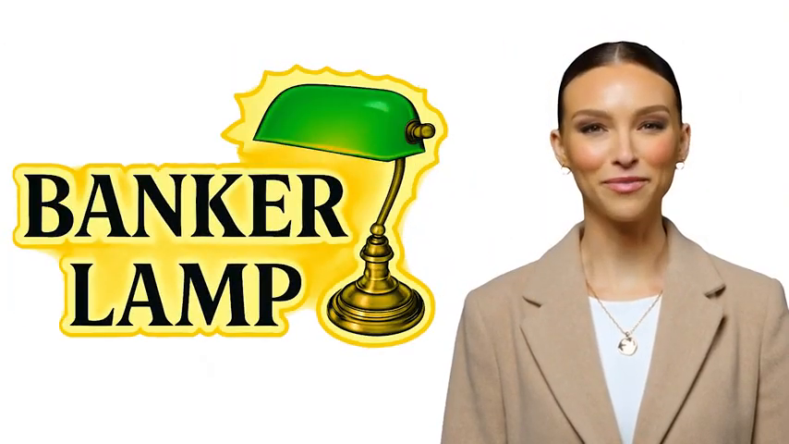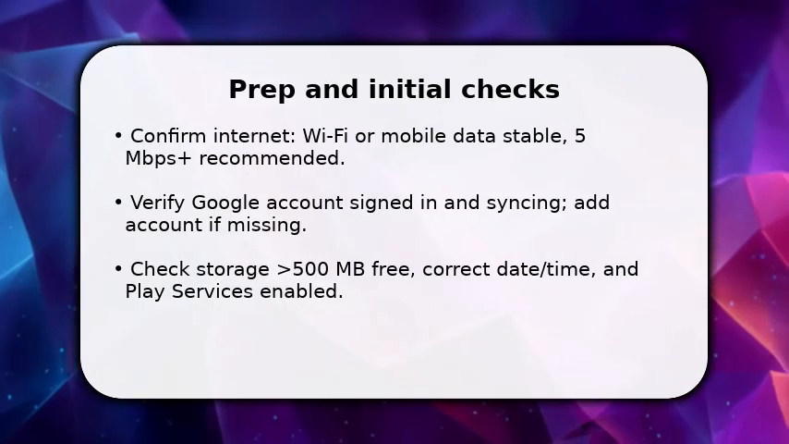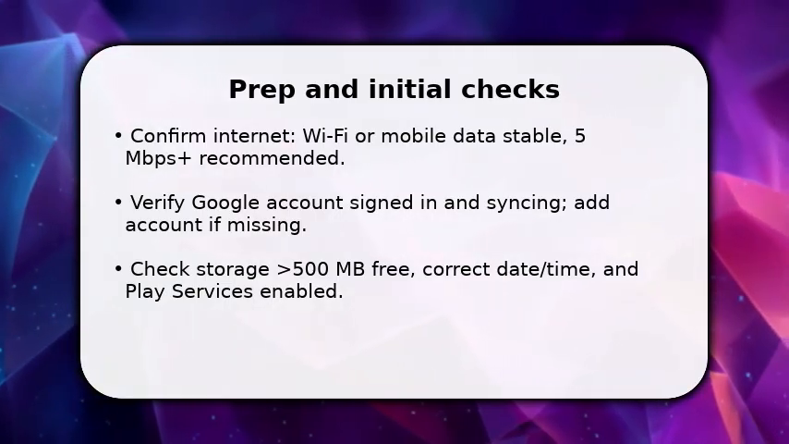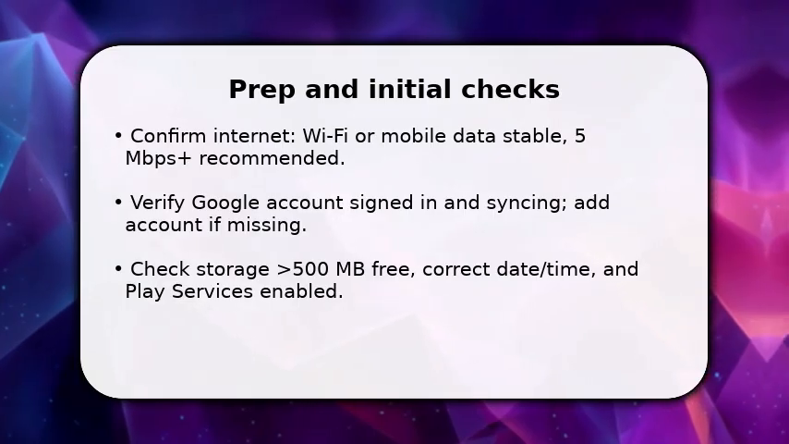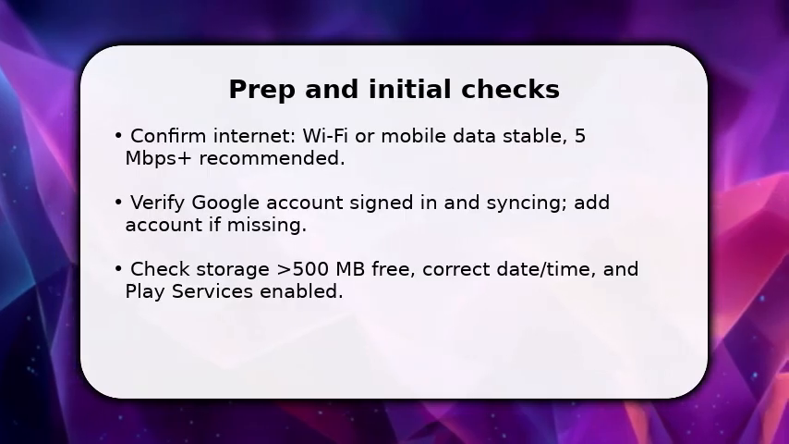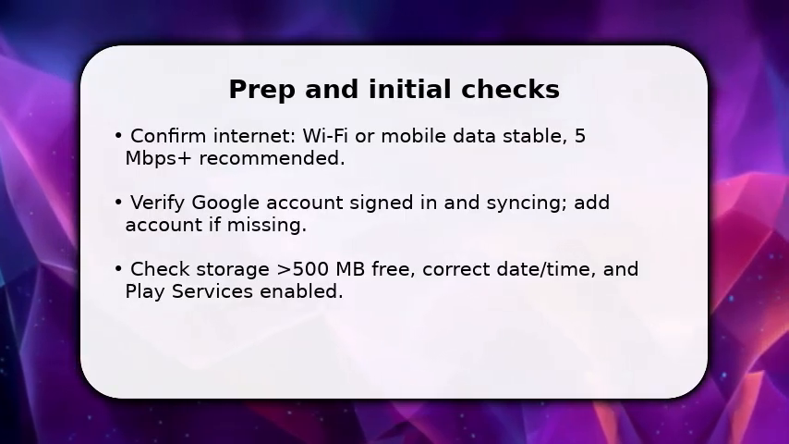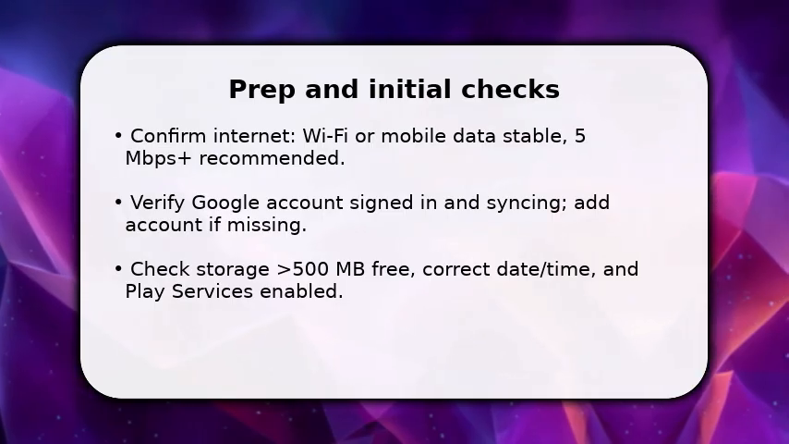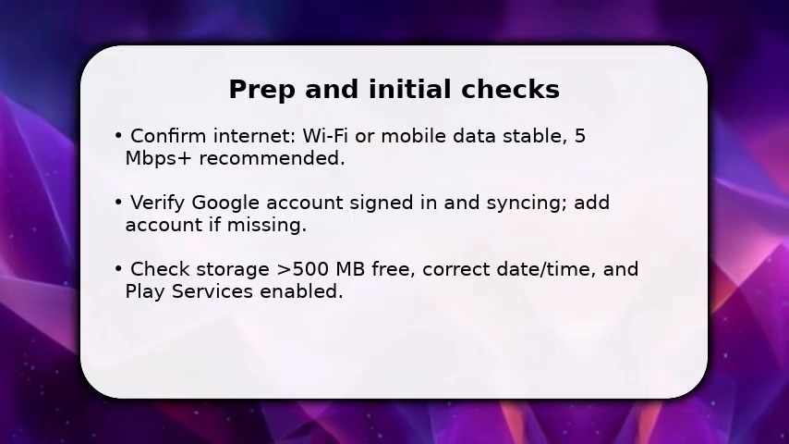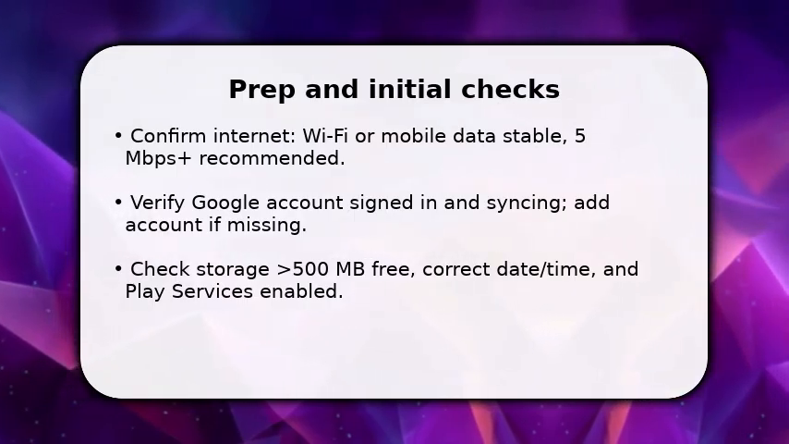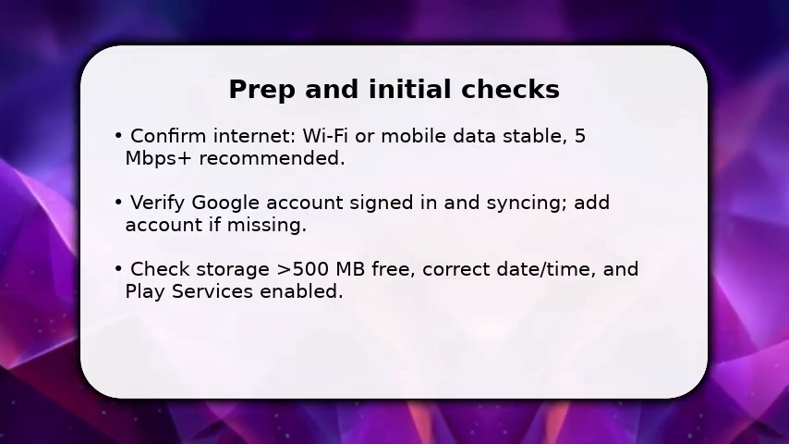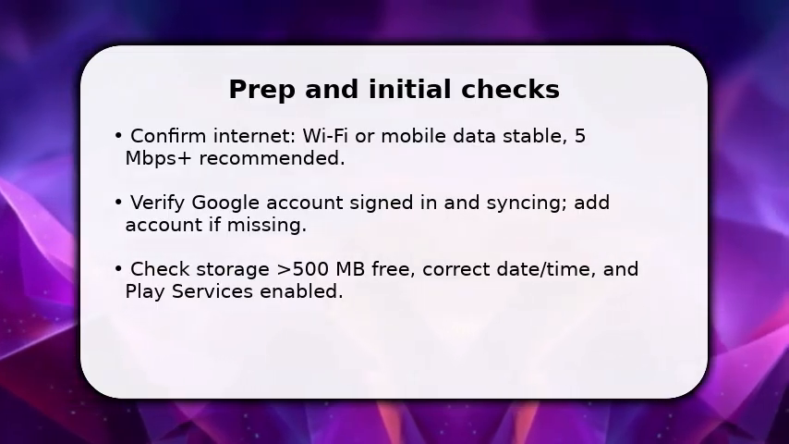Please enjoy the video. You start by confirming essentials so nothing blocks Play Store. Check your network and make sure your Google account is signed in and syncing. Once done, free at least 500 megabytes of space and correct the system date and time. Mismatched time breaks authentication. Next, open Settings, search for Google Play Services and ensure it's enabled. If it's disabled, enable it and reboot the device. These first steps remove most common barriers and get you ready for deeper fixes.